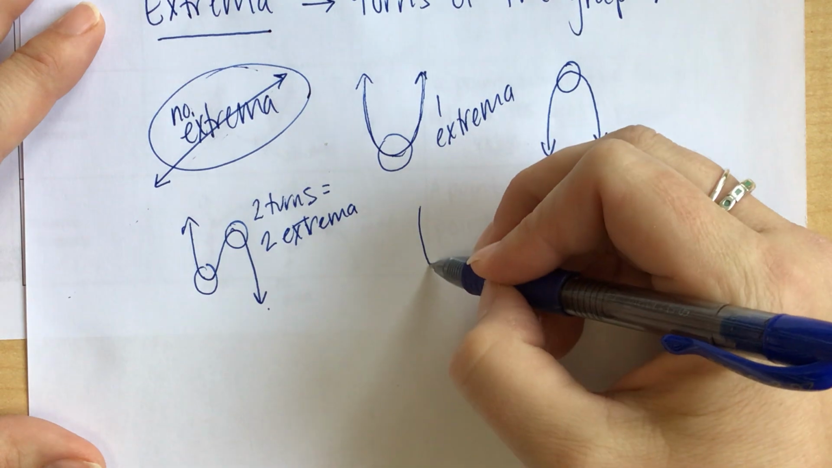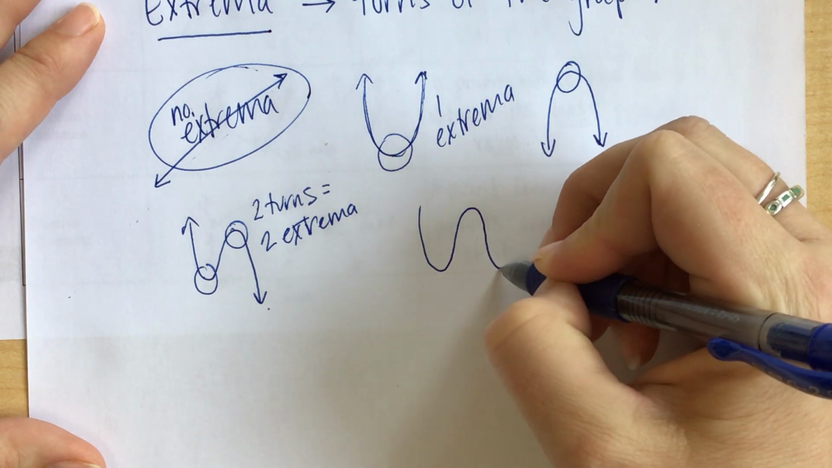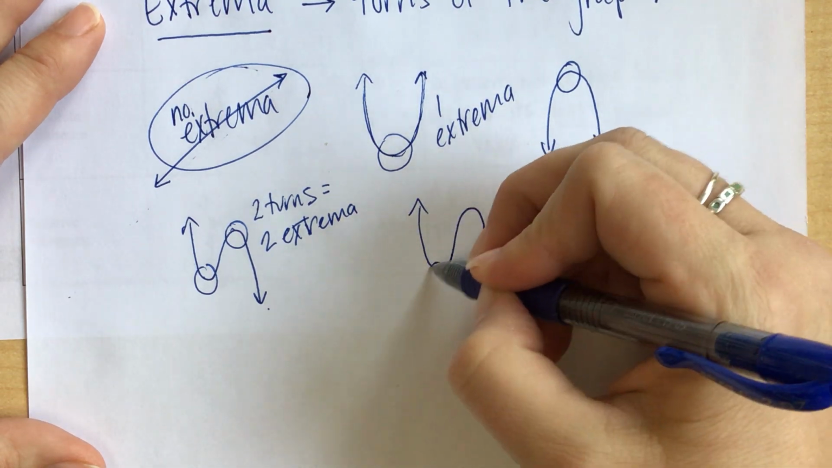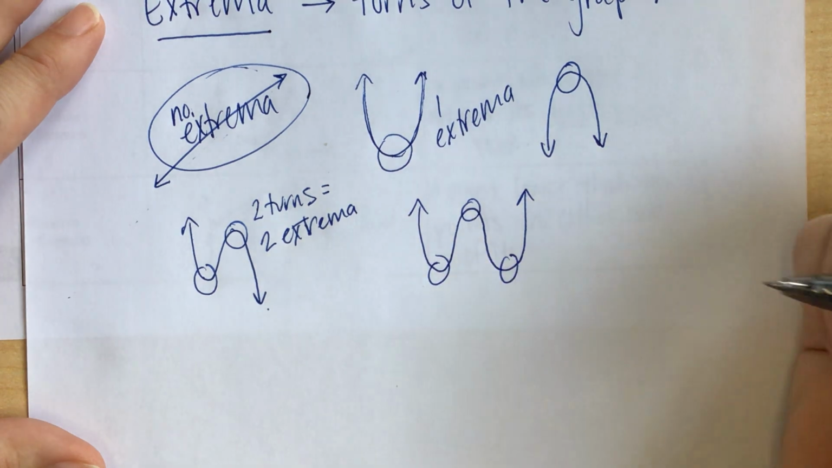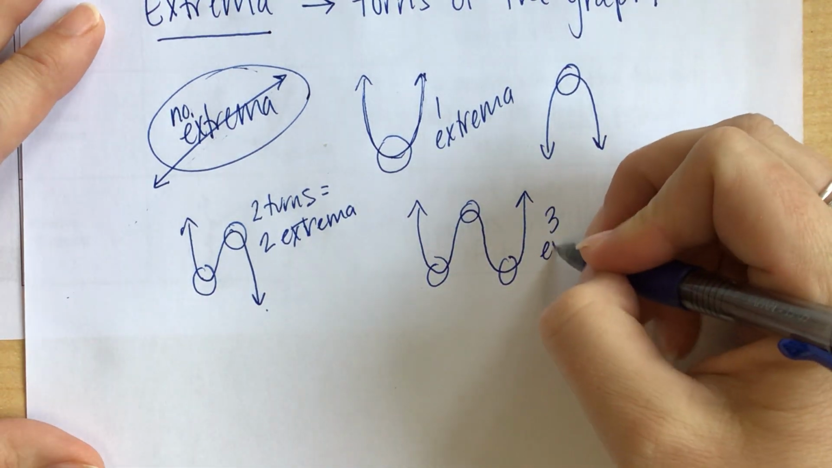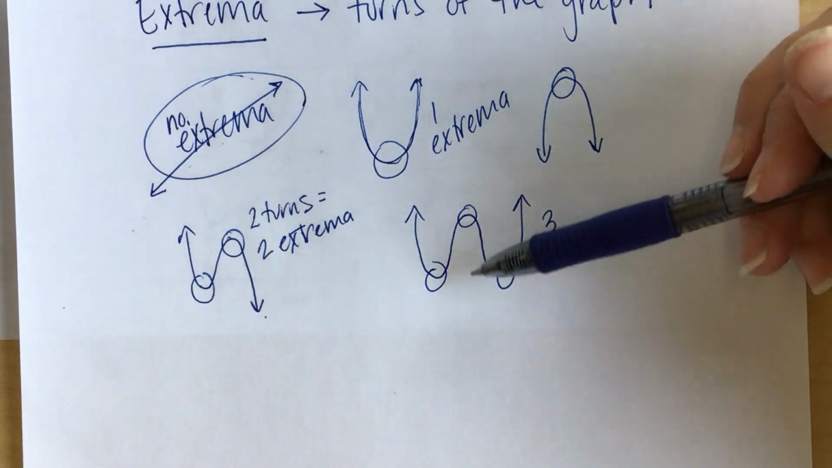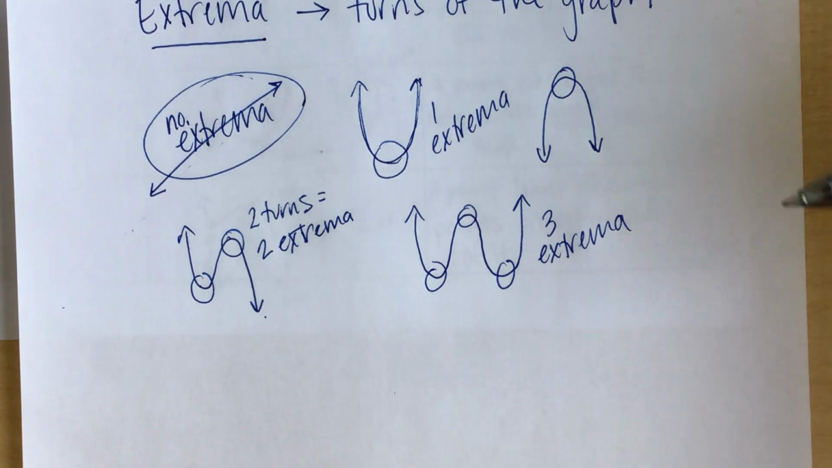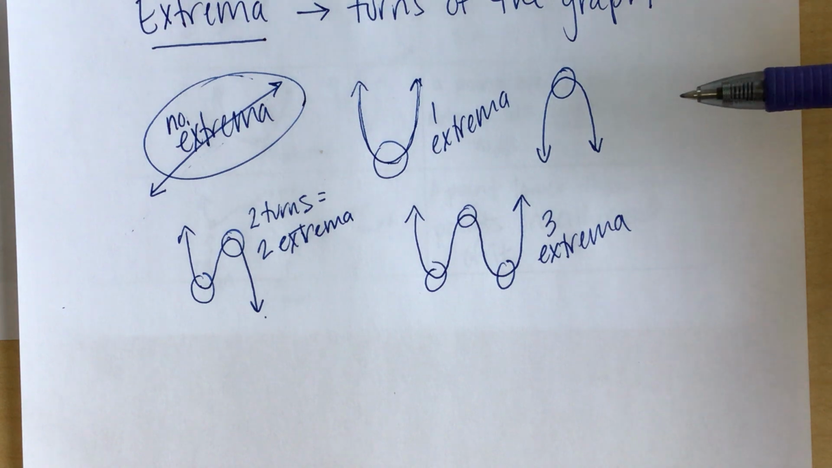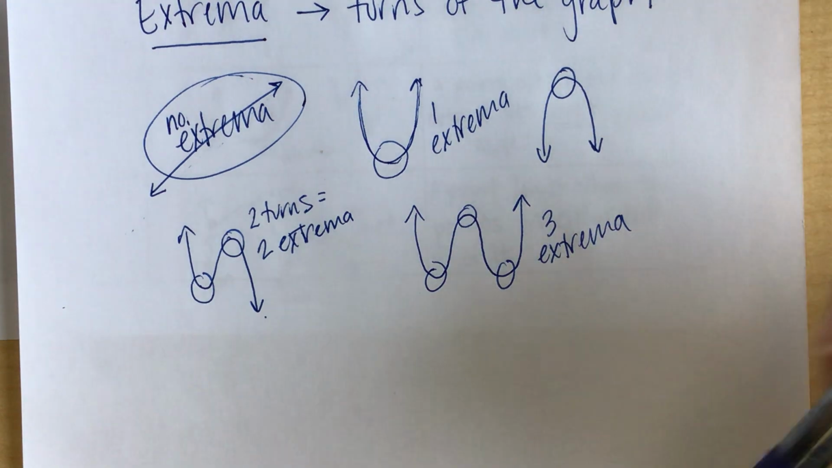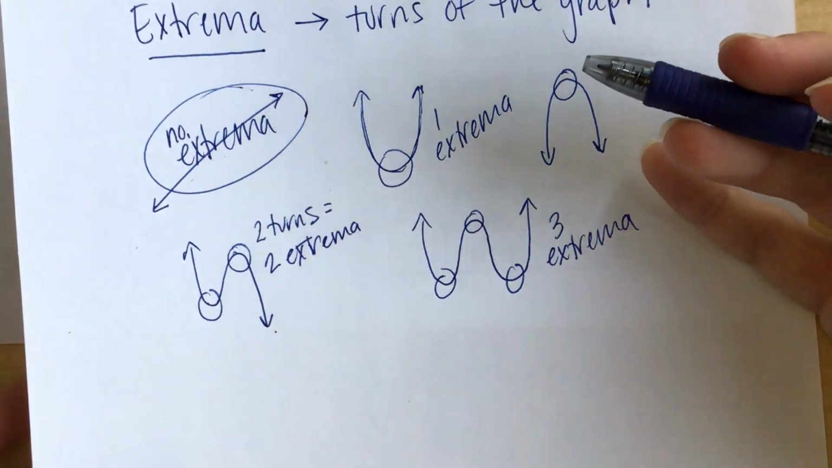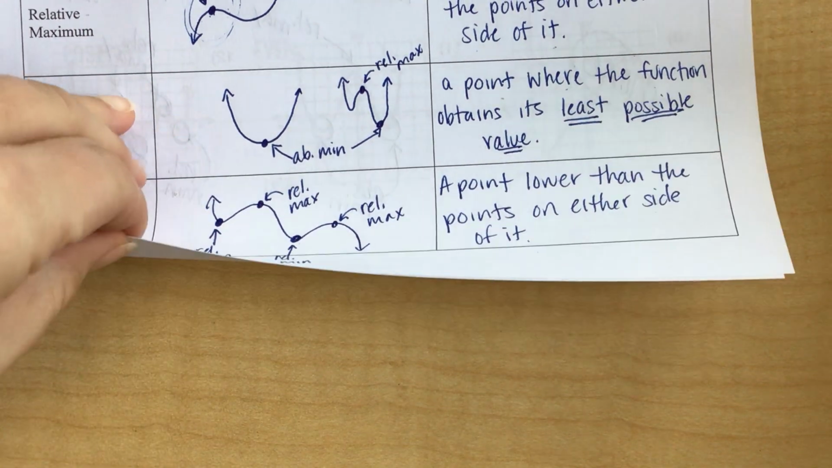So then 1, 2, 3. So now we're going to have 3 extrema, and that's going to continue on. However many turns you have, that's how many extrema you're going to have. So that's kind of helpful to make sure that you get all of your extrema. All right, so let me show you a couple examples.